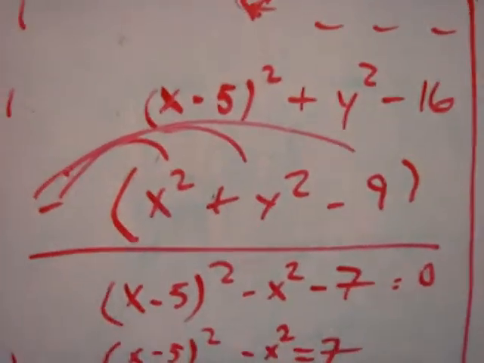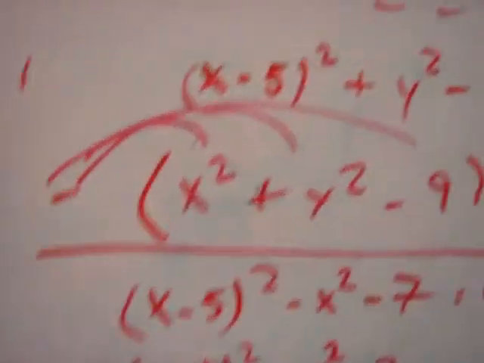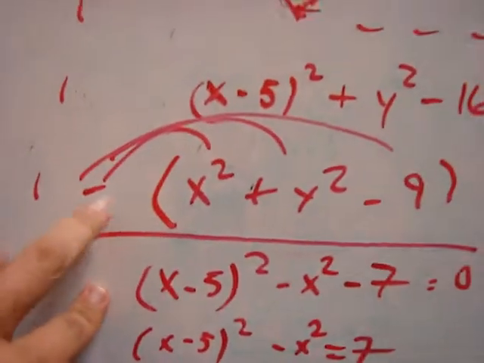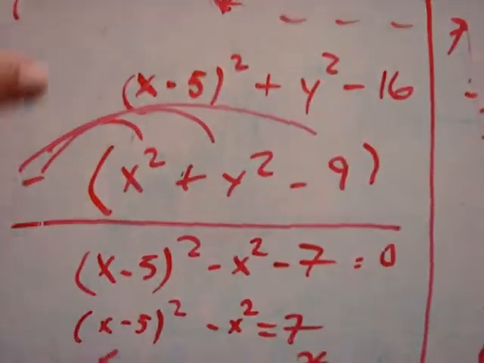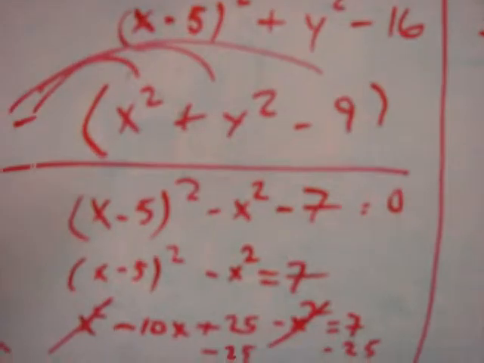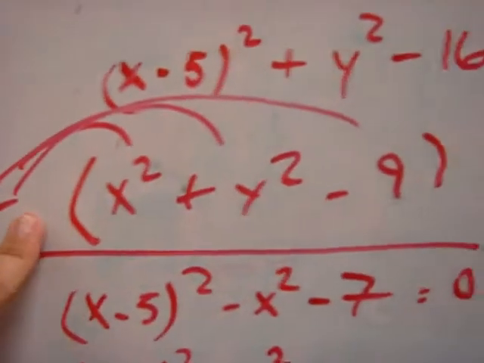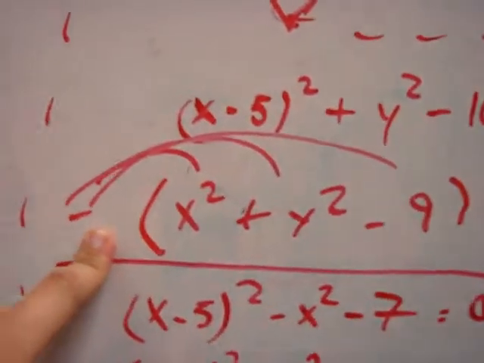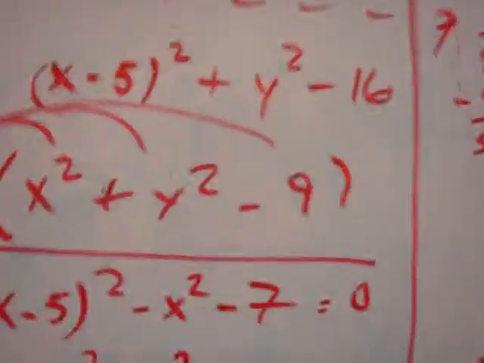And I subtracted them from each other. But if you're going to subtract circle 2 from circle 1, you have to have everything in here the way you have it, with a negative sign out front of your parentheses. And what I did was I distribute.